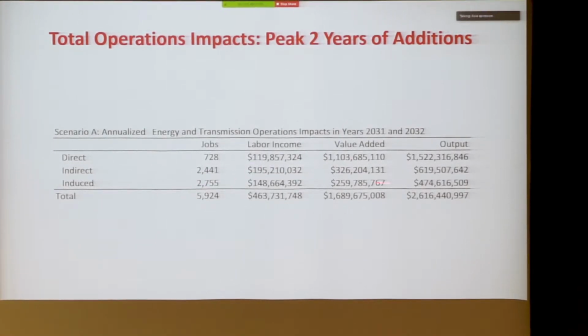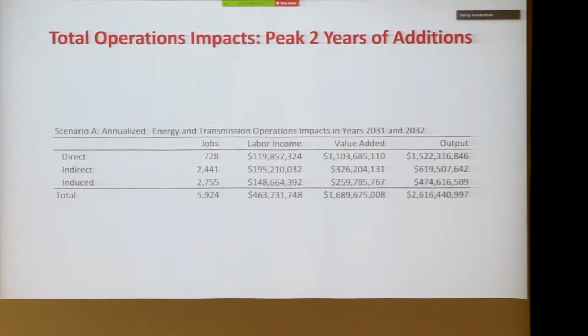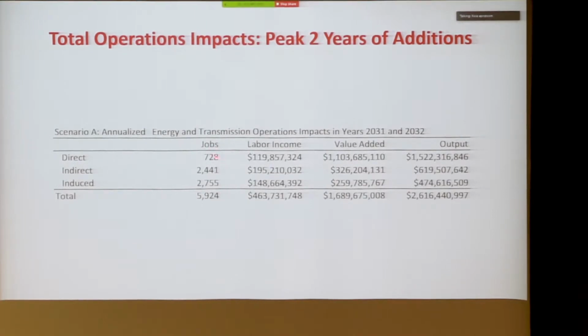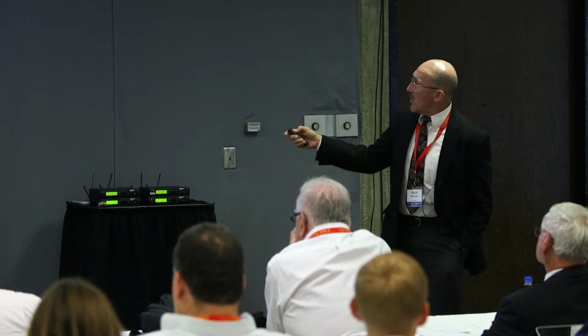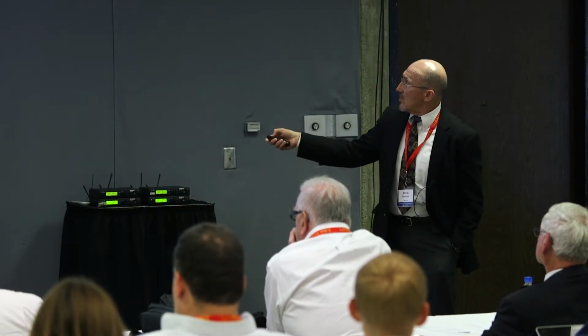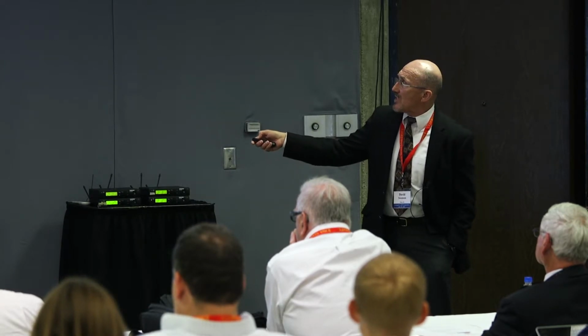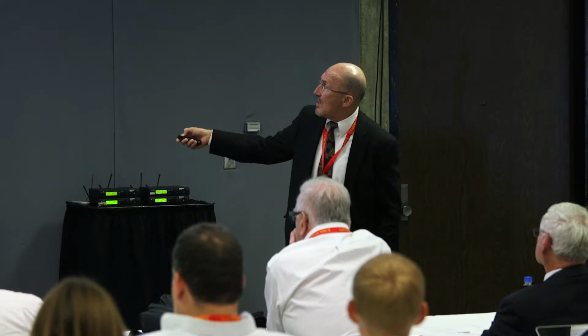And then again, the induced activity, and you multiply it all the way through. So in each one of these years, 31 and 32, this is what I estimate was added. And again, these jobs now are additive. They're cumulative. And I'm building up to a total number. So yes, my total was 2.6 billion, of which 1.7 was value added, 463 million in labor income, to almost 6,000 job holders.